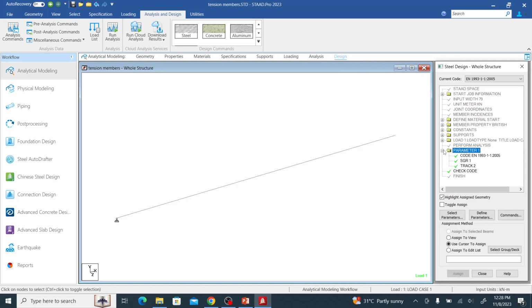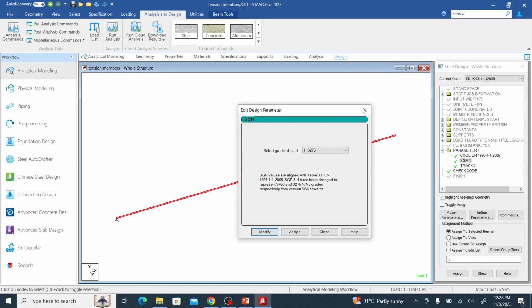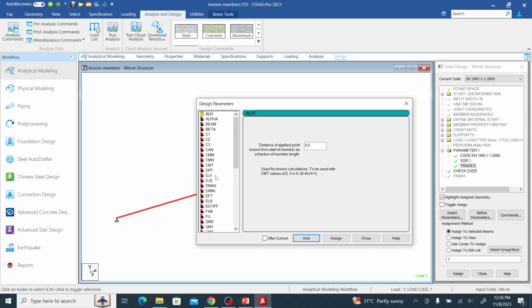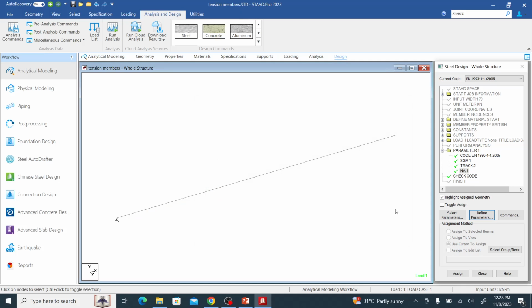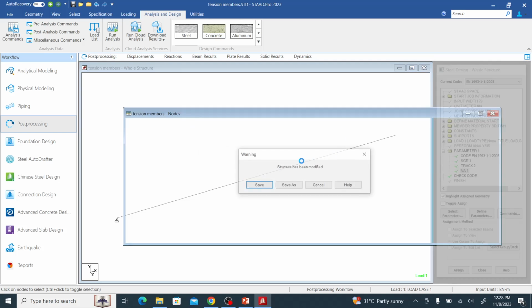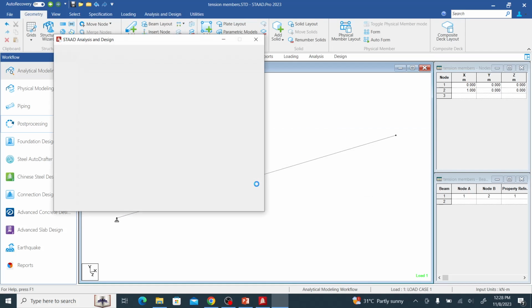Under my design, I have my code, then SGR, which is 275, what we are using, then track 2 for the calculation sheet. Here I can also put the national annex, which is going to be the United Kingdom national annex. I'll come here, look for NE, and change it to UK national annex. You can just add after current, close. From there you just run the analysis and let's see if we have the same result as the manual calculation.